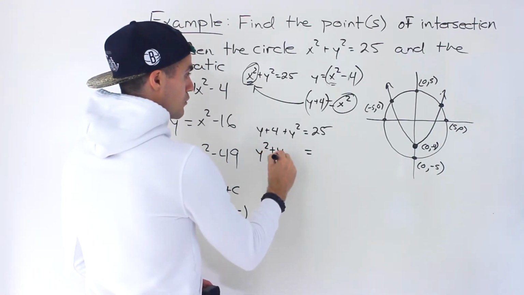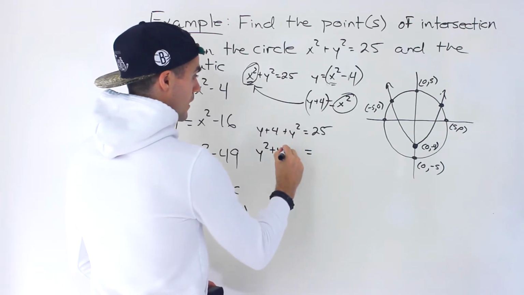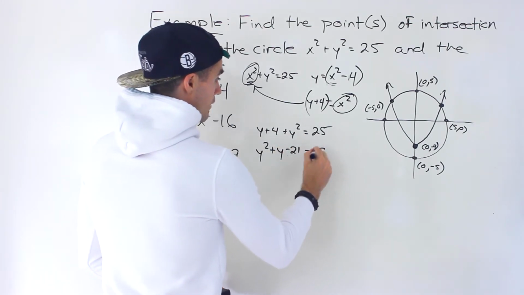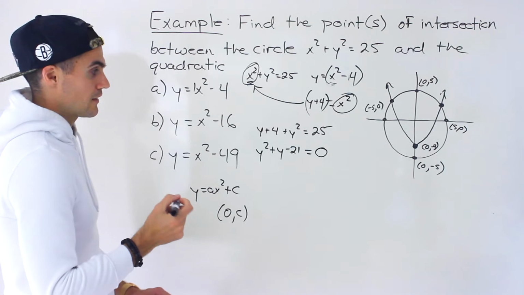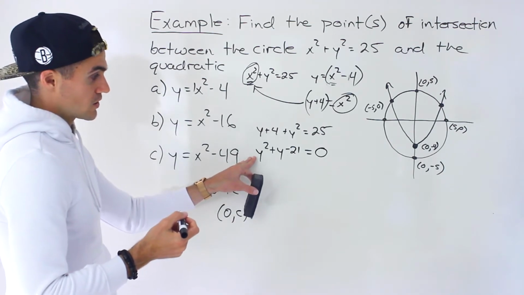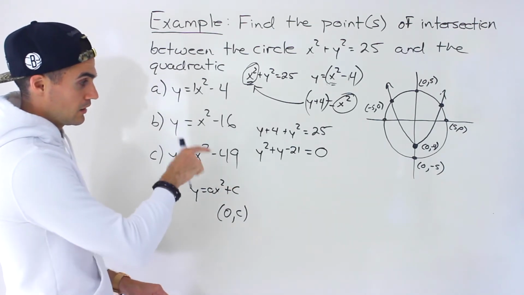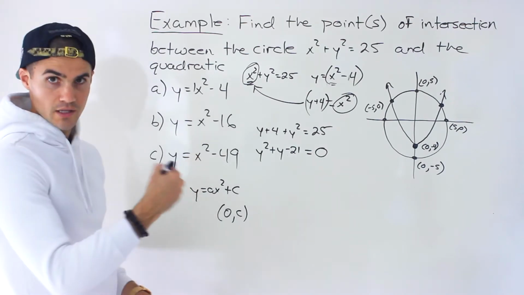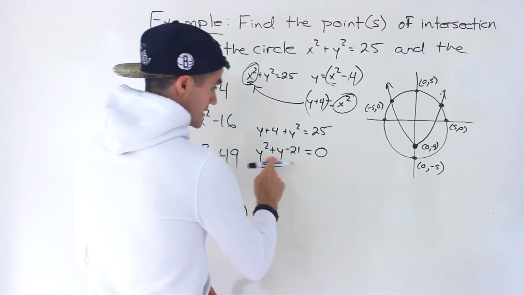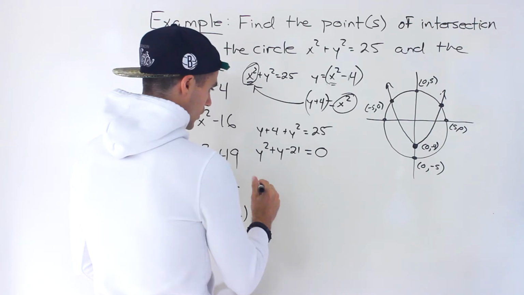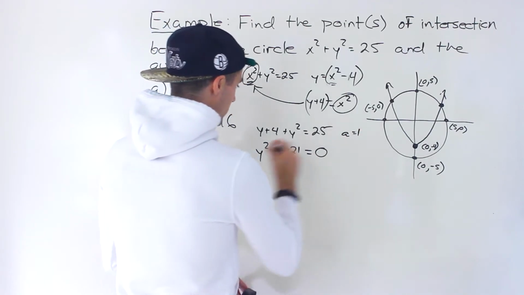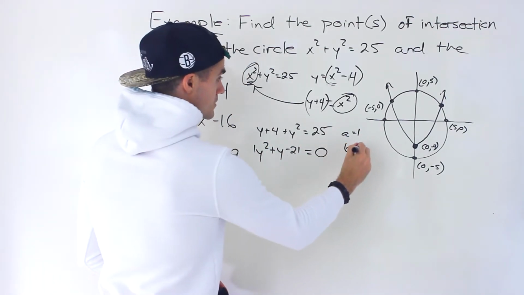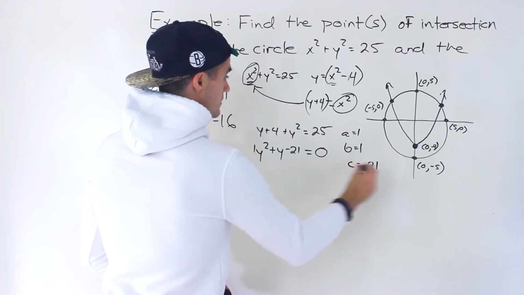If we bring the 25 over, 4 minus 25 would give us negative 21, and then that's going to equal 0 like that. And so from here, this is just a quadratic equation. We can plug this in to the quadratic formula. Okay, this is not going to factor over here. The a value is 1, the b value is also 1, and then the c value is negative 21.